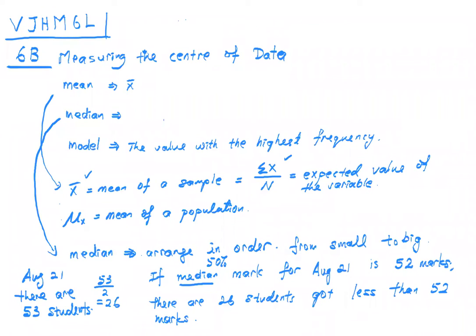Miss, can I ask about the median? Can we say the 26 students got less than or equal to 52? Try not to say equal to. Okay, thank you, Miss. You can also use the other way around: there are 26 students who got more than 52 marks. Because median may not be one of the scores. Listen up, median may not be one of the scores. You should know that when you count median.